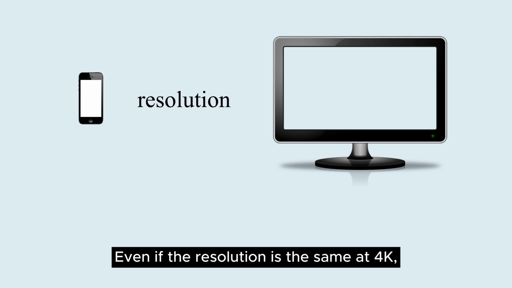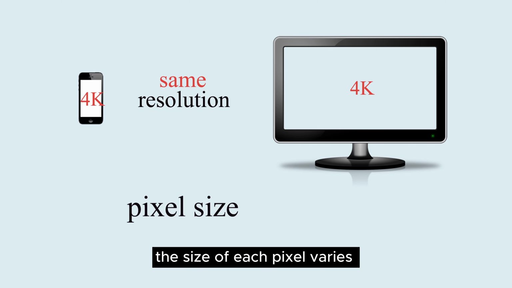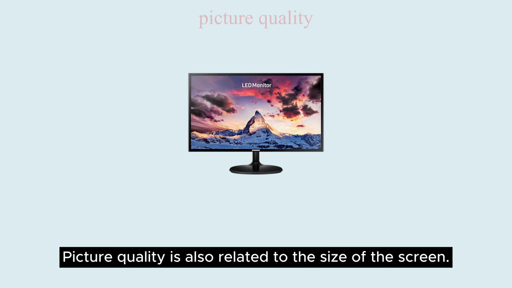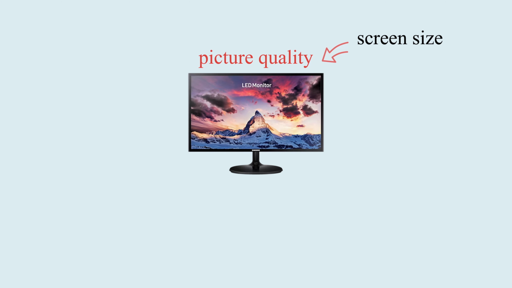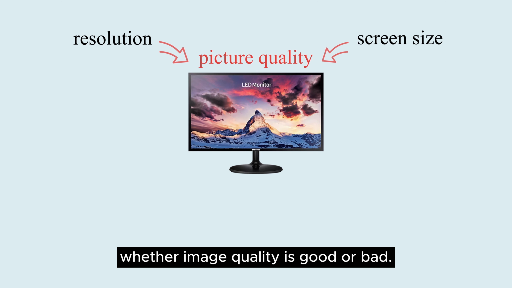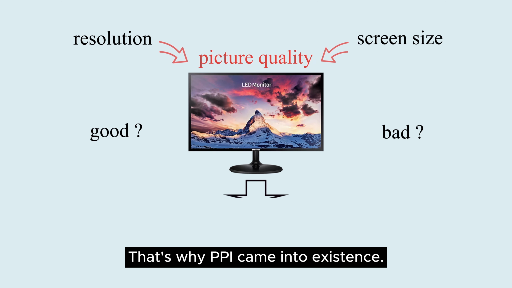Even if the resolution is the same as 4K, the size of each pixel varies depending on whether it is a smartphone or a large television. Picture quality is also related to the size of the screen. Resolution alone cannot accurately indicate whether image quality is good or bad. That's why PPI came into existence.